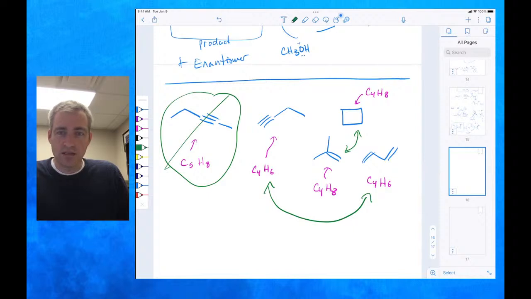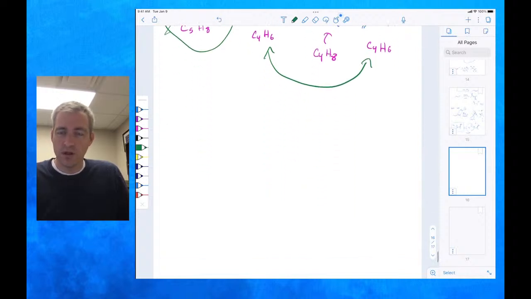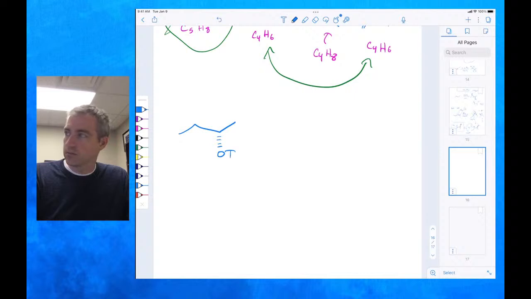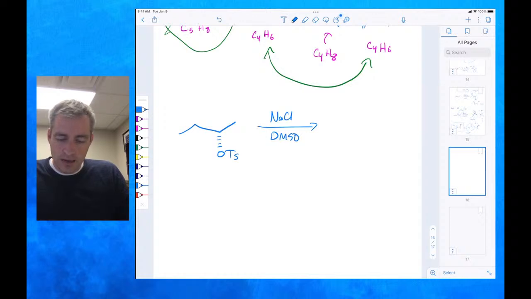Holly asks, draw the major products for the following reaction, including stereochemistry if relevant, like always. The molecule looks like this. And we are reacting this with NaCl and DMSO. This is a straightforward reaction. It's an SN2.